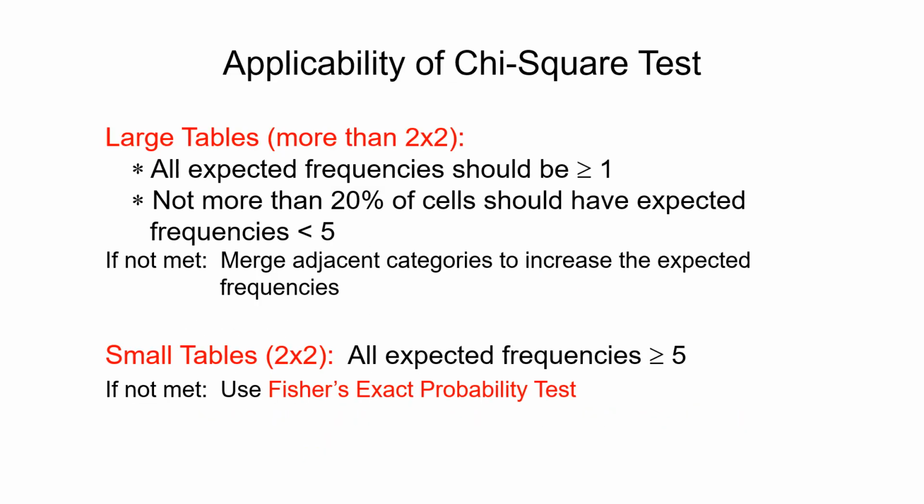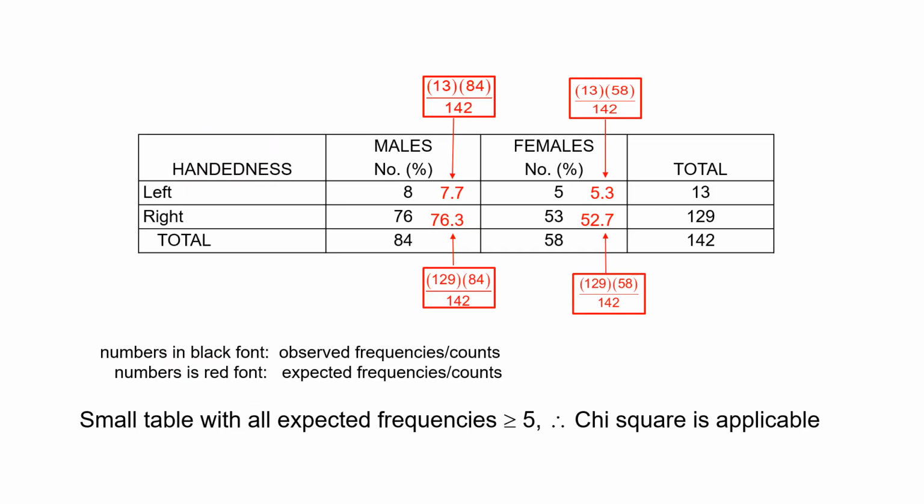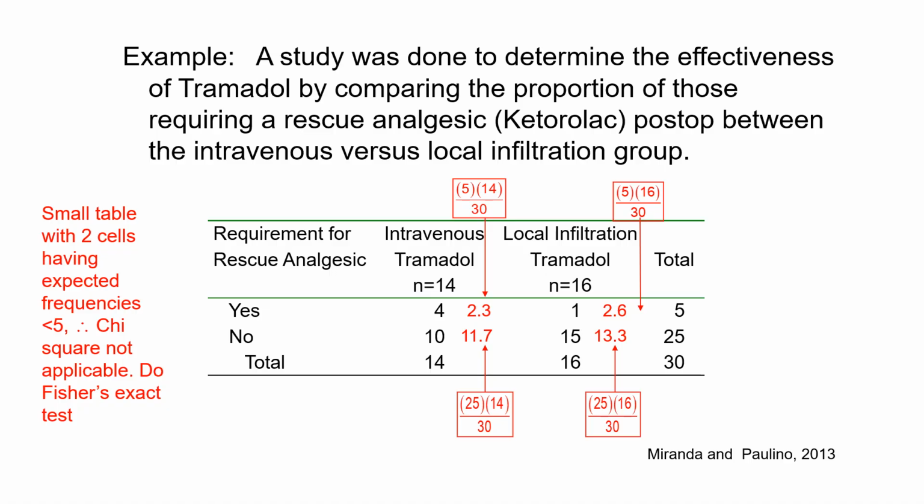The chi-square test is applicable to data only if the expected frequencies are sufficiently large, and the criteria for being sufficiently large depends on the size of the table as defined in this slide. In our example, all expected frequencies are more than or equal to 5. That is why the chi-square test was applied. If the assumptions are not satisfied, Fisher's exact test is used, such as in this particular example.